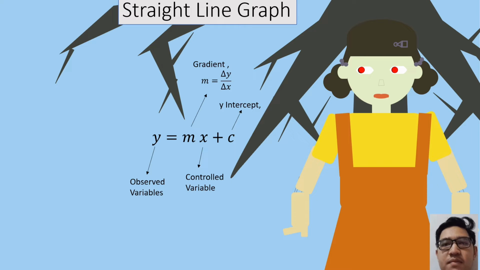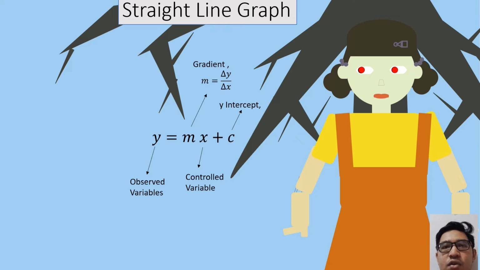Y is the observed variable, m is the gradient of the graph, and also describes how steep the line is. To find the gradient, we need to draw a triangle on the straight line. Look for x1, x2, and y1, y2. Then we use the formula m equal to y2 minus y1 divided by x2 minus x1 to find the gradient.